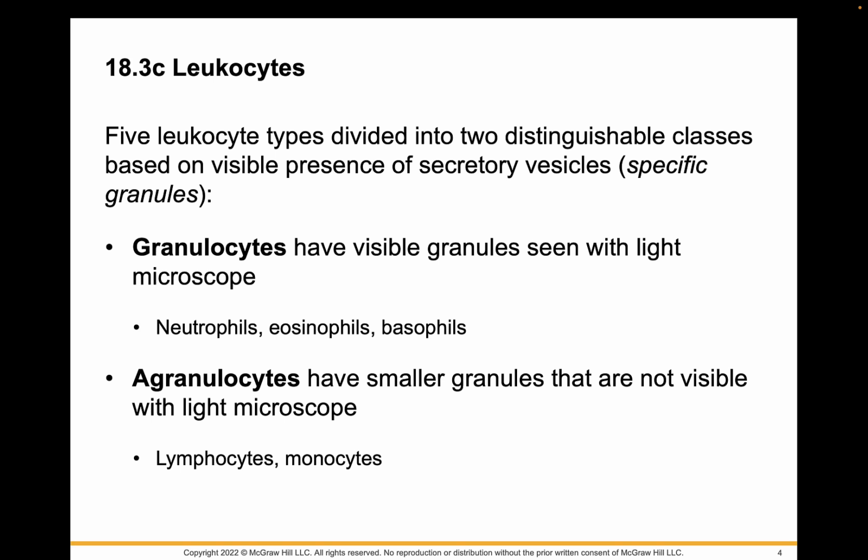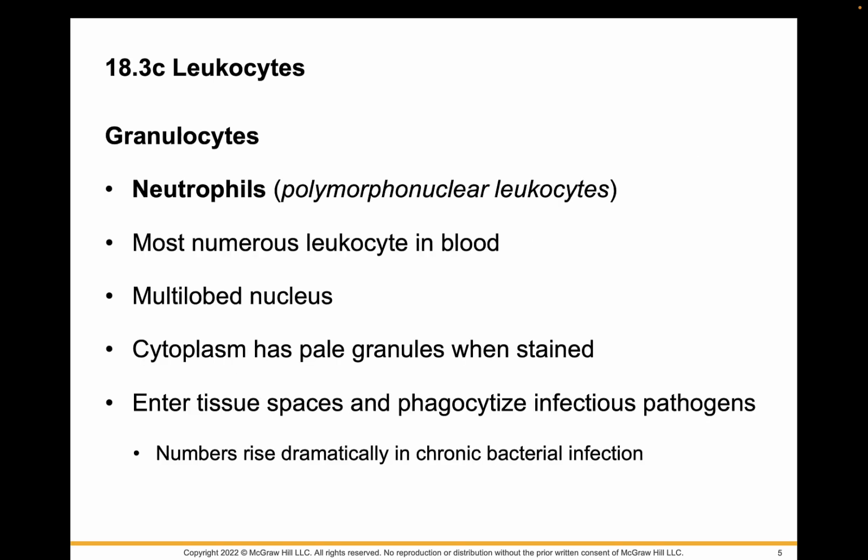Now, if we want to look at most to least, the order is going to be neutrophils, lymphocytes, monocytes, eosinophils, and basophils. So that's most populous to least populous when it comes to the types of white blood cells within our body. Now, first, let's talk about the granulocytes, and the first that we'll address are the neutrophils. They are the most numerous of all white blood cells that we will find within our blood. They have a very distinctive multi-lobed nucleus, and the cytoplasm has very pale granules when stained.